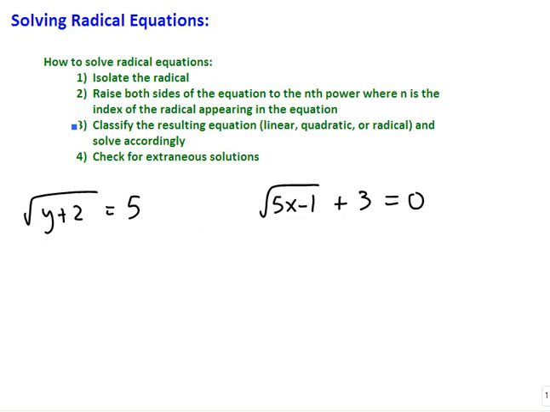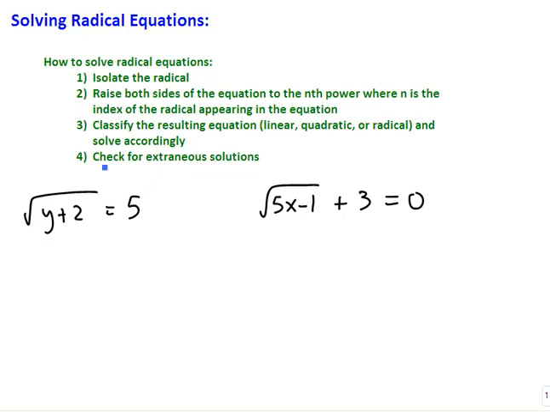Step two, raise both sides of the equation to the nth power, where n is the index of the radical appearing in the equation. So if we have a square root, we're going to square both sides. If we have a cube root, we're going to cube both sides, and so on. Step 3. Classify the resulting equation and solve accordingly. So you'll either end up with a linear equation, a quadratic equation, or possibly another radical equation.